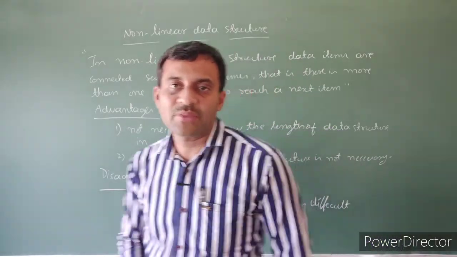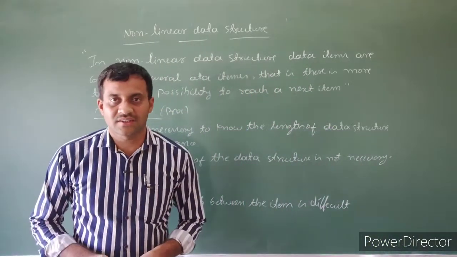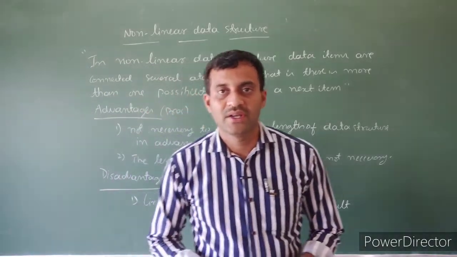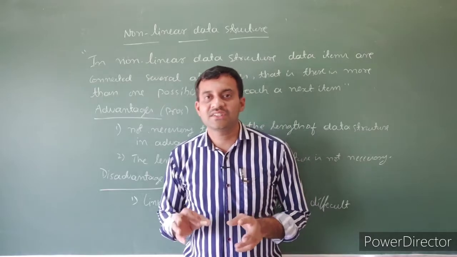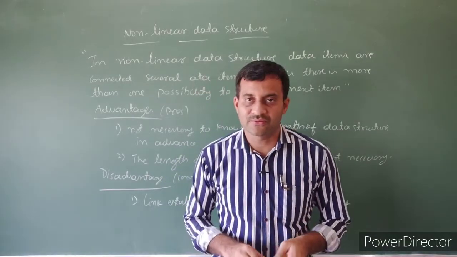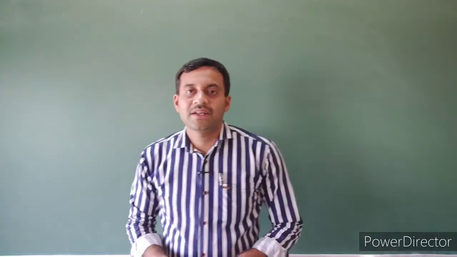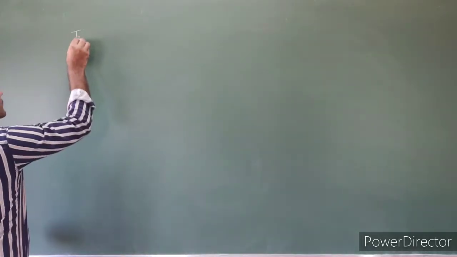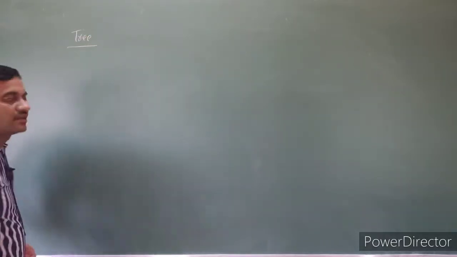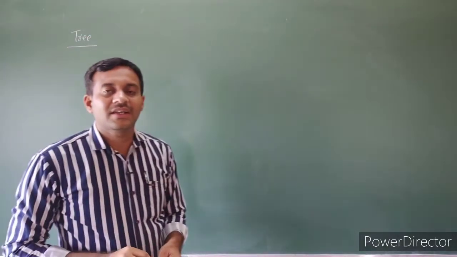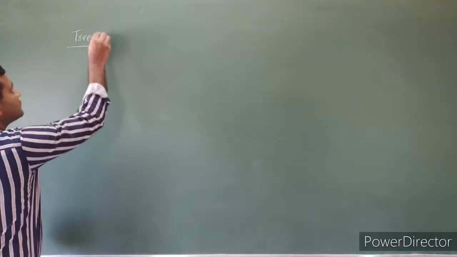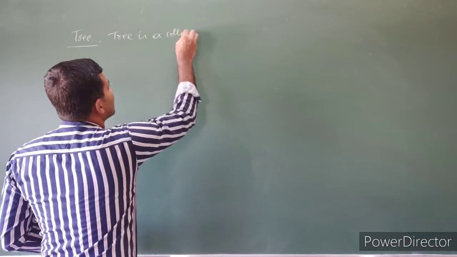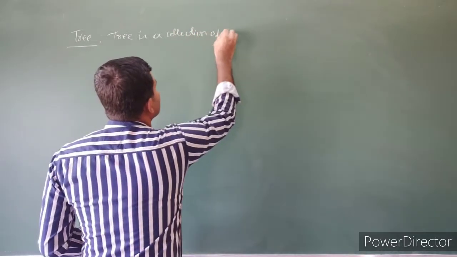Then the best examples for non-linear data structures are tree and graph. Here we discuss only the definition of tree and the definition of graph. Let's consider the first type of non-linear data structure, that is, tree. A tree is a collection of nodes.